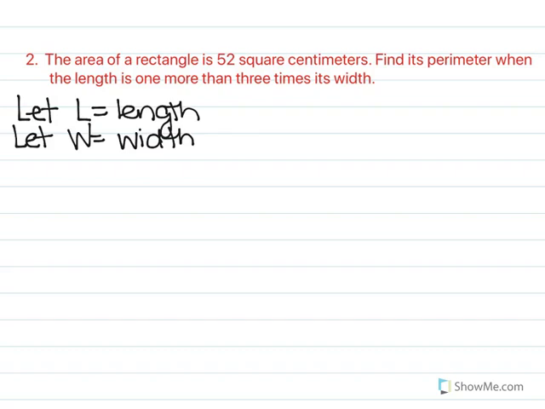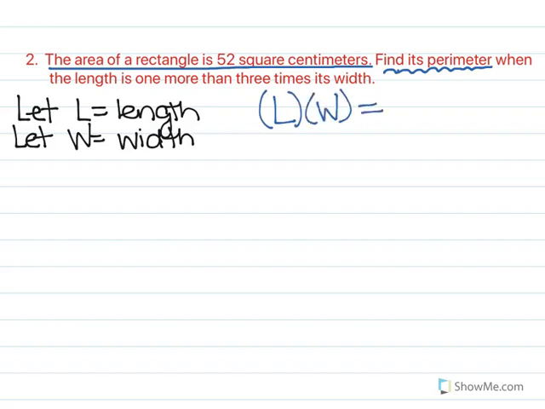Now, at the very end of this, we have to make sure that we answer the question, because it's saying find its perimeter, and we're going to find that, but first we have to find the length and width of this particular rectangle. So it starts by giving us the fact that the area of a rectangle is 52 square centimeters. So if you remember, the area formula is length times width. We'll start our first equation with L times W equals 52.